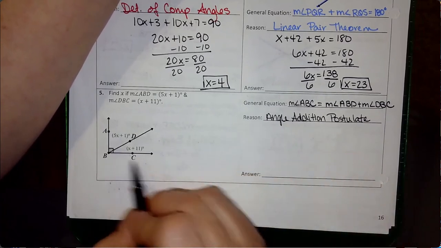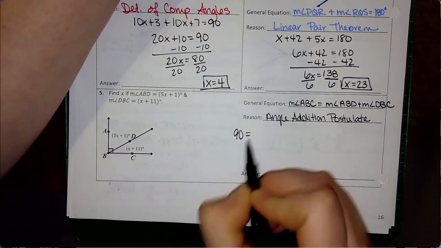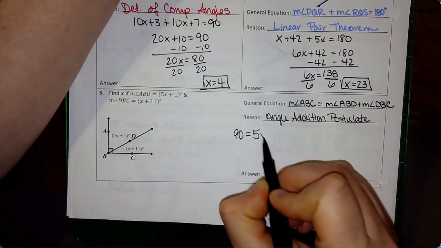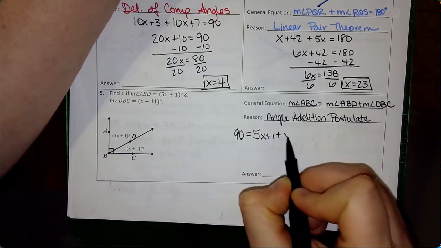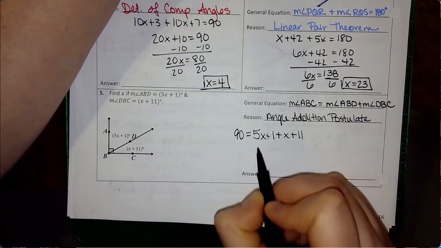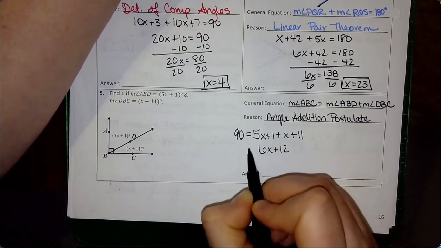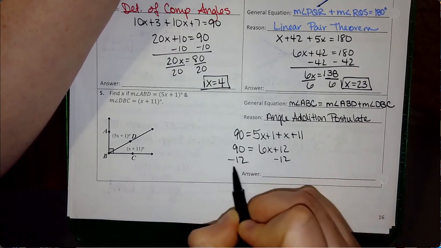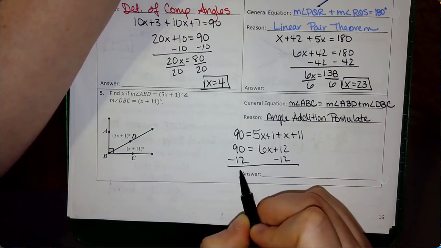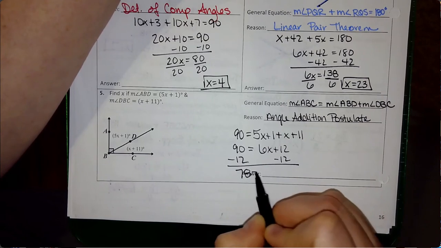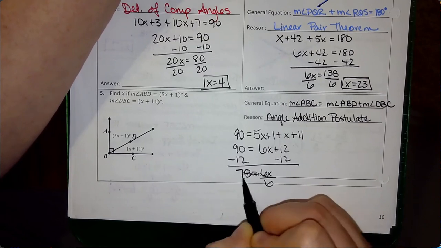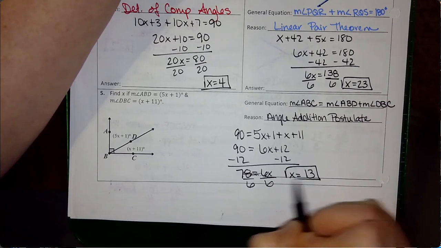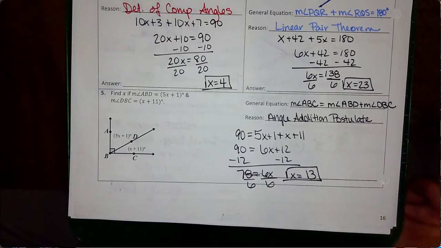The big angle is 90, so we have 90 equals, and then ABD is 5x plus 1 plus x plus 11. 6x plus 12 equals 90. 78 equals 6x, divide by 6, x equals 13. And as I said, each one of these questions asks you just to solve for x.